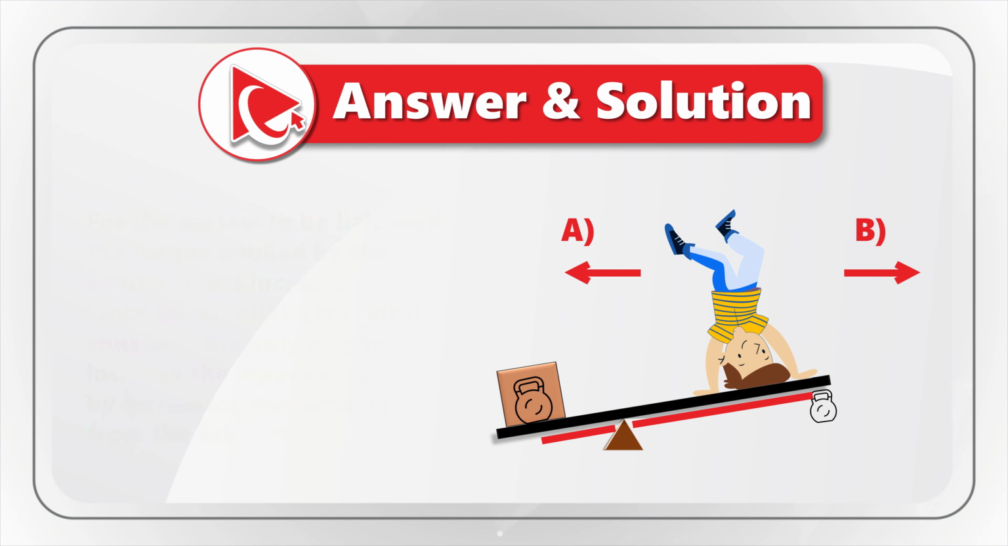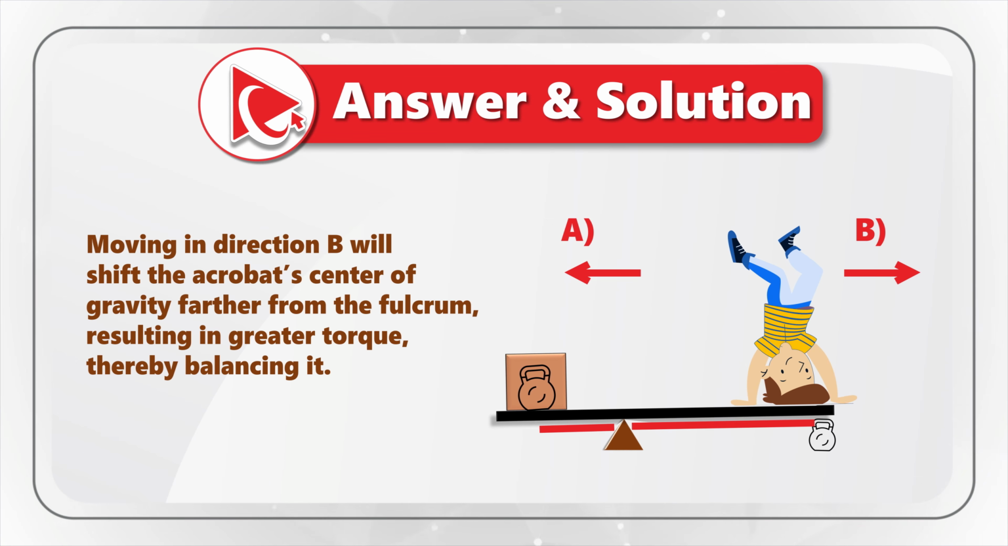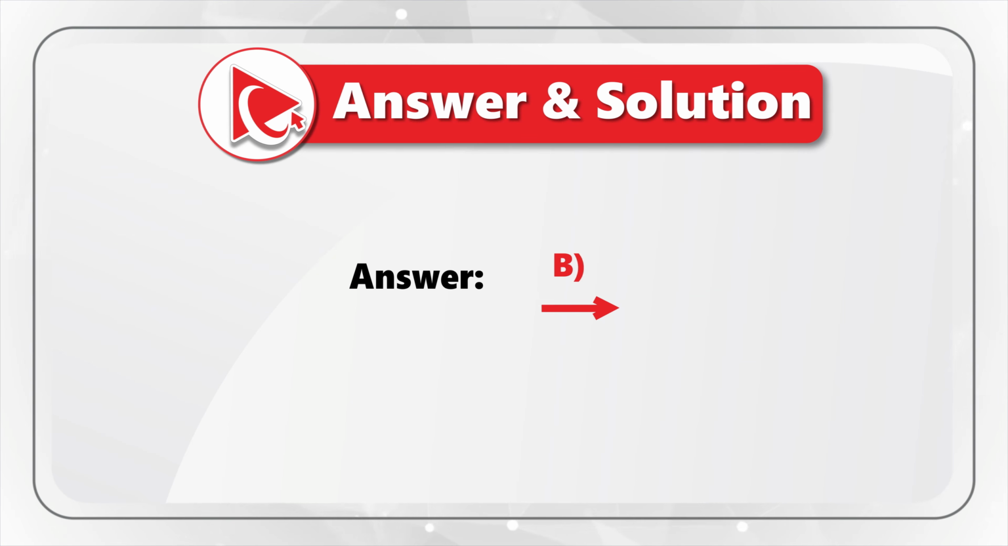the fulcrum. If the acrobat moves in direction B, this will shift the acrobat's center of gravity further from the fulcrum, resulting in a greater torque, thereby balancing it. So the correct answer here is choice B, moving the acrobat to the right.